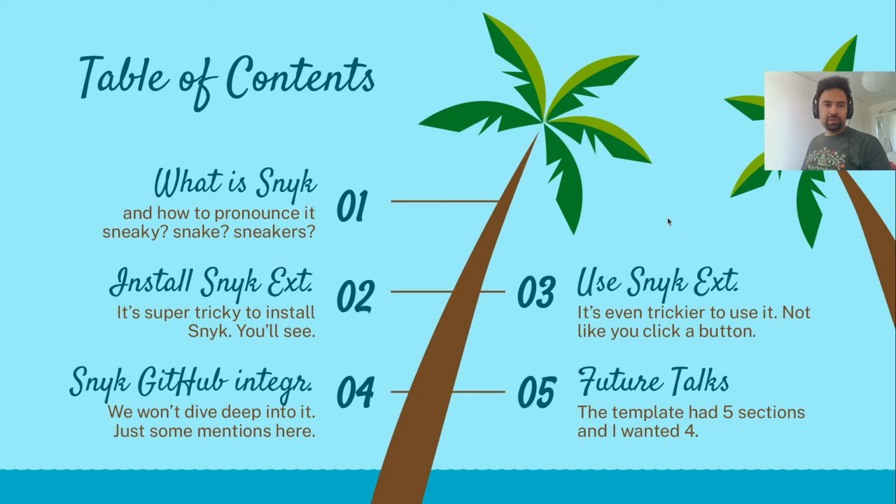So today's video will consist of the following sections, 5 to be exact. First, we're going to talk about what is Snyk and how it works. Second, we're going to install a Snyk extension on Docker Desktop. Next, we're going to use it to scan some images. We're going to talk about the GitHub integration of Snyk, and then afterwards we're going to talk about what future talks we're going to do about Docker extensions and Snyk.